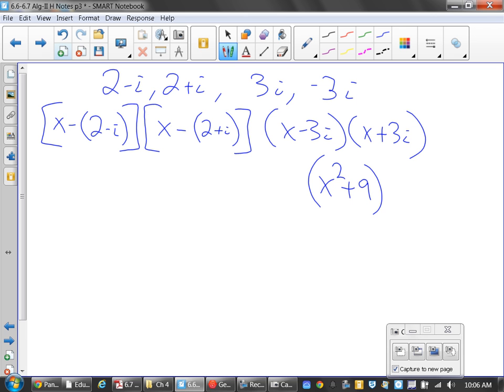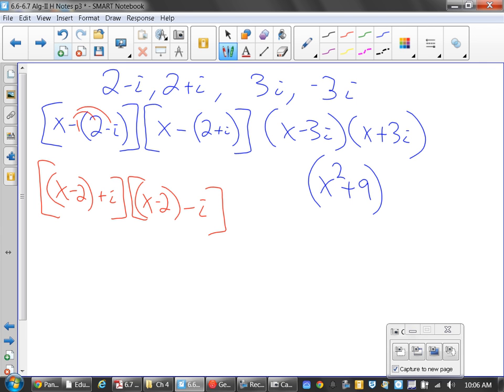On the other side, what I want you to do is, again, just regroup it. x minus 2 plus I, x minus 2 minus I. Why is it a plus I? What's negative times negative? What I'm doing here is taking this negative 1 and distributing it to both terms to regroup them.